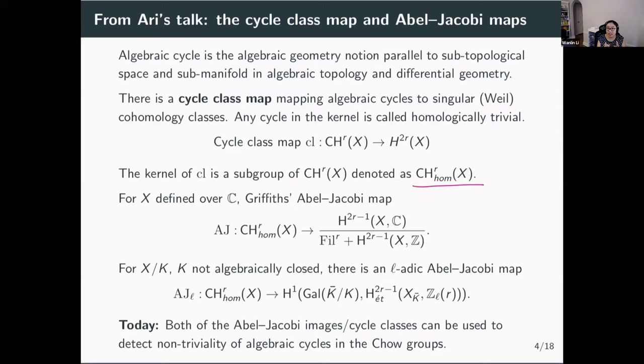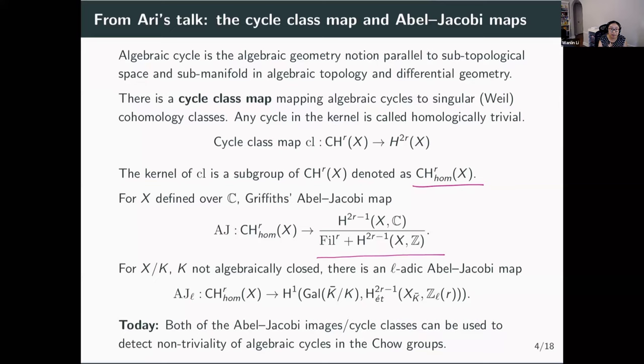You can think of it as, so in Ari's talk, we discussed it, it can be sort of generalizing the Abel-Jacobi map in the case of divisors on curves, right? So for an algebraic variety defined over C, Griffiths defined the Abel-Jacobi map, which maps the group of homologically trivial cycles into an intermediate Jacobian, which is a complex torus. And every point on this complex torus actually parametrizes an extension class of mixed Hodge structures, which we'll discuss further in the case of the Ceresa cycle.